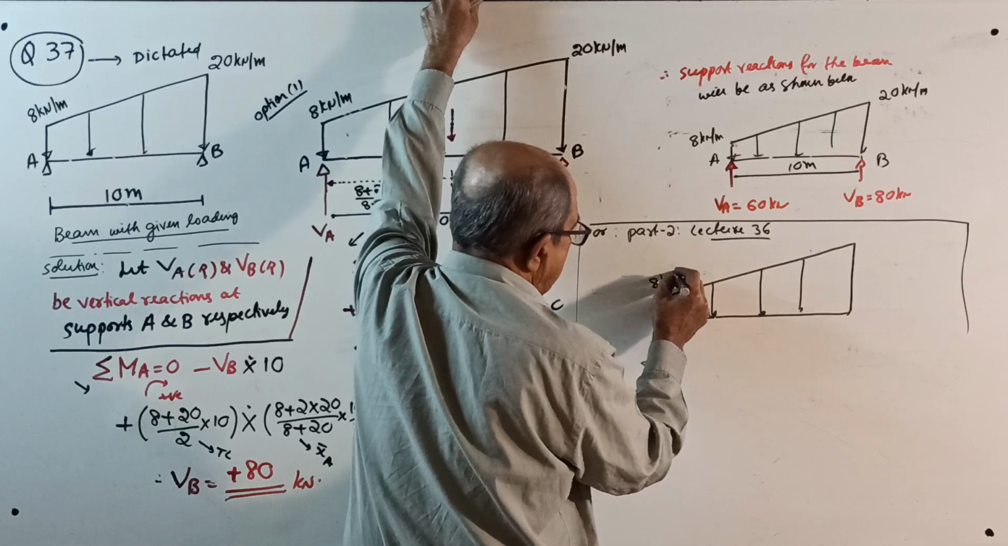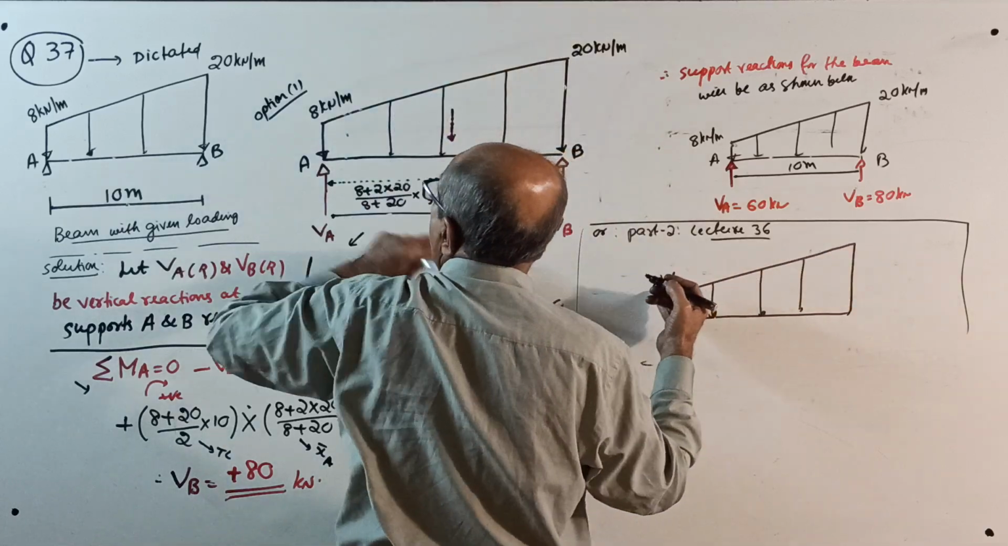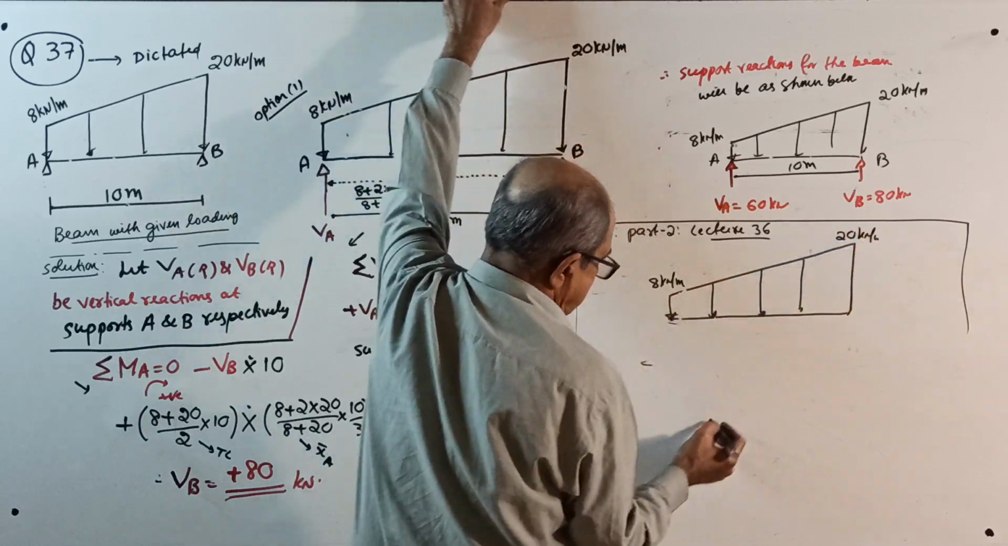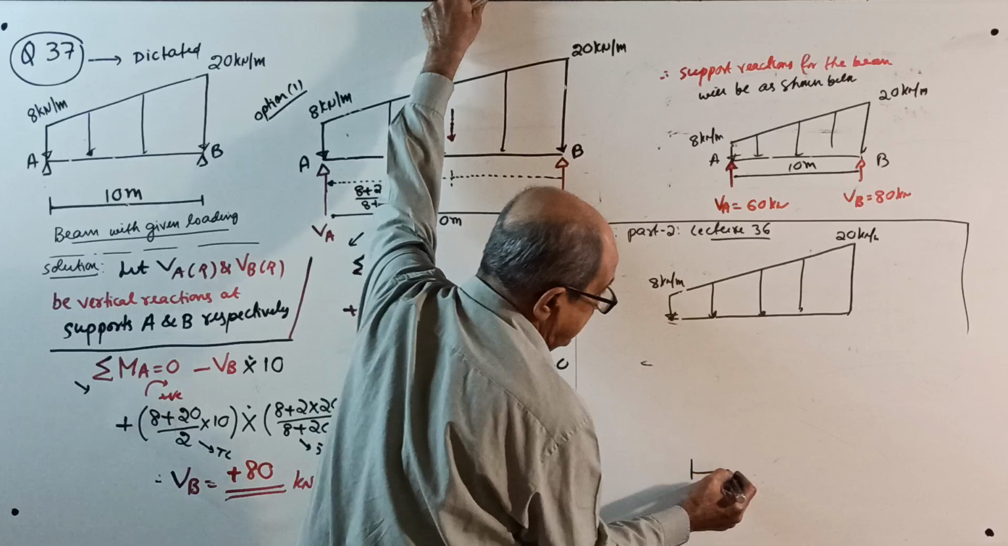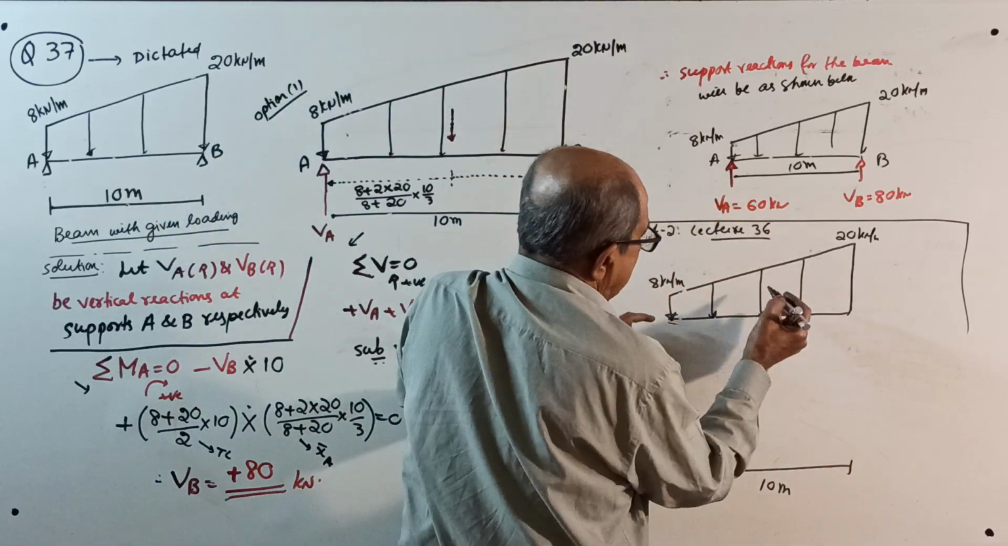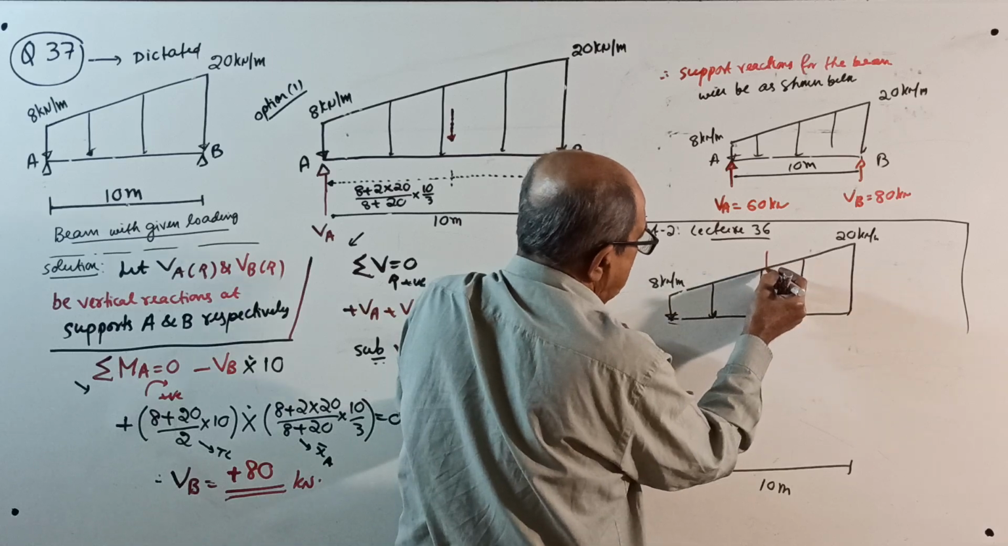Eight kN per meter. Actually, writing is not required, you can refer there only. Okay, 20 kN per meter. Span required, I will put here 10 meter. Okay, first, through centroid, you require total load.